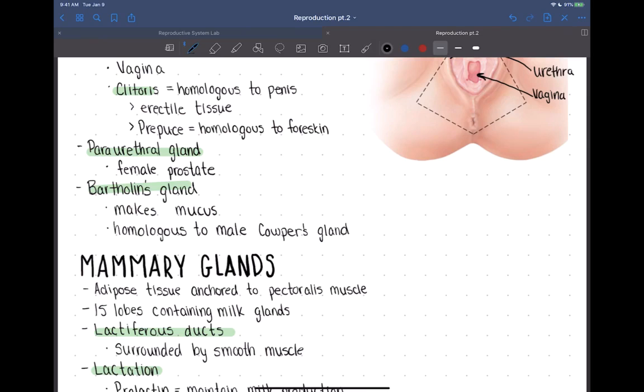And then there's the Bartholin's gland, and they make mucus. So this would be similar to the male Cowper's glands, which we'll talk about in the next lecture. They're going to secrete mucus that's going to function in lubrication. Okay, so that's the external genitalia.